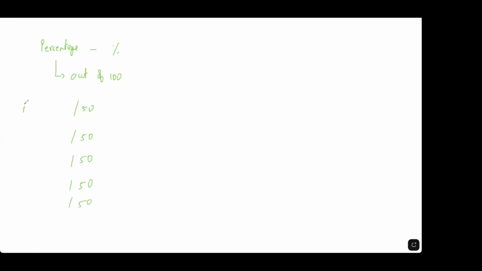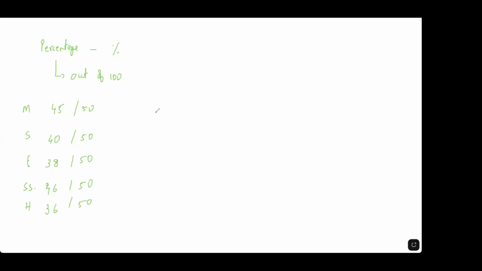So let's say this is maths, science, English, social science, and Hindi. In maths, you scored 45. Here you scored 40. Here you scored, let's say, 38. In social science, you scored 46. And here you scored 36 on 50. So what is your total percentage? We'll have to find out.